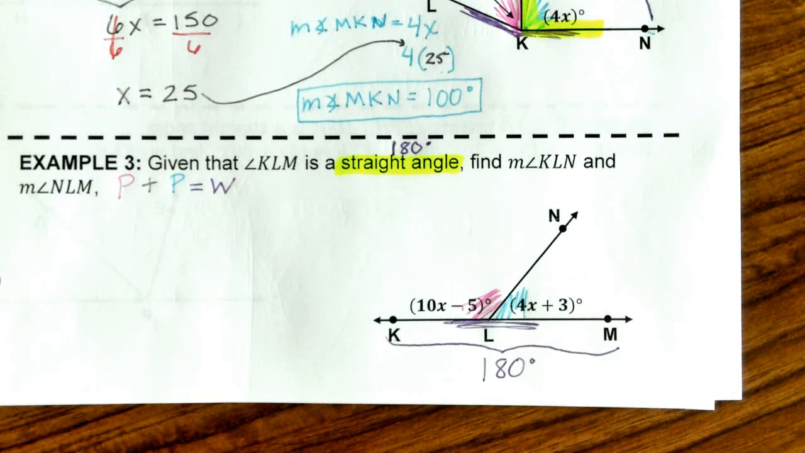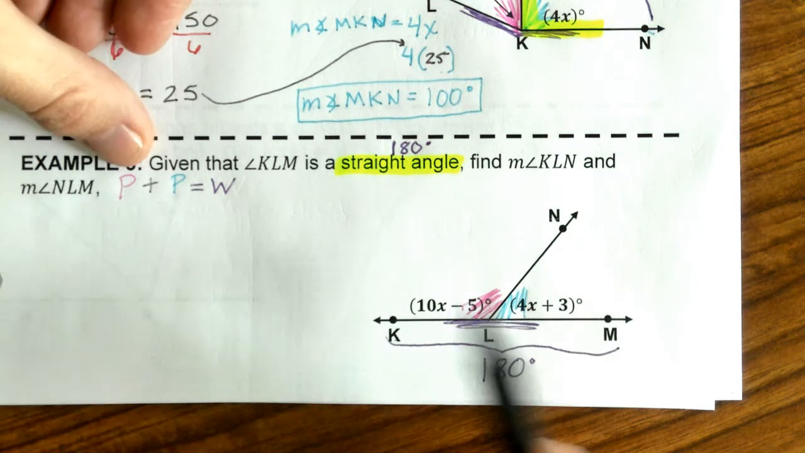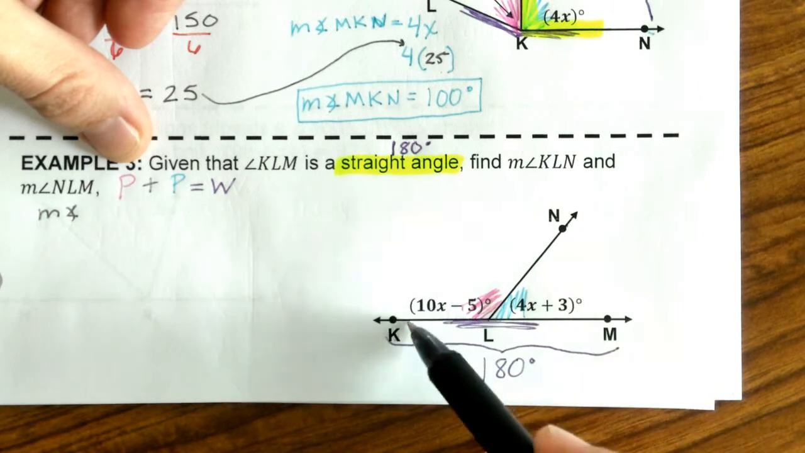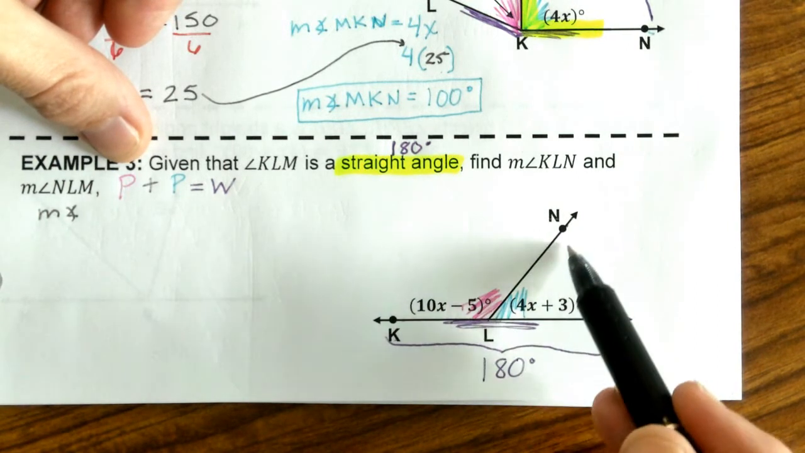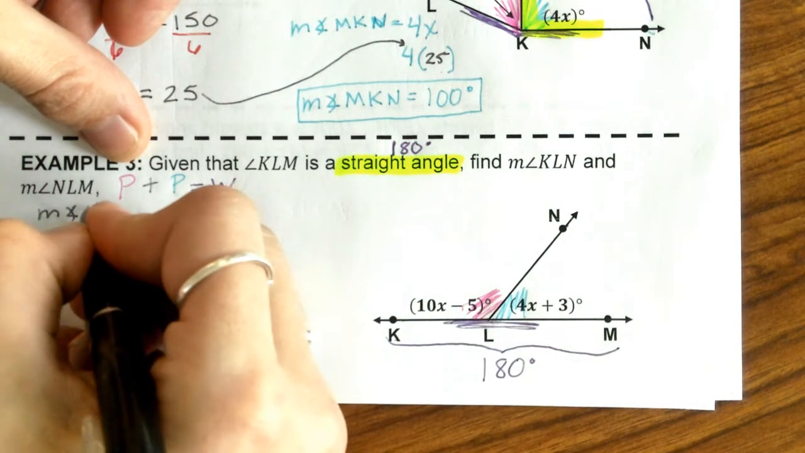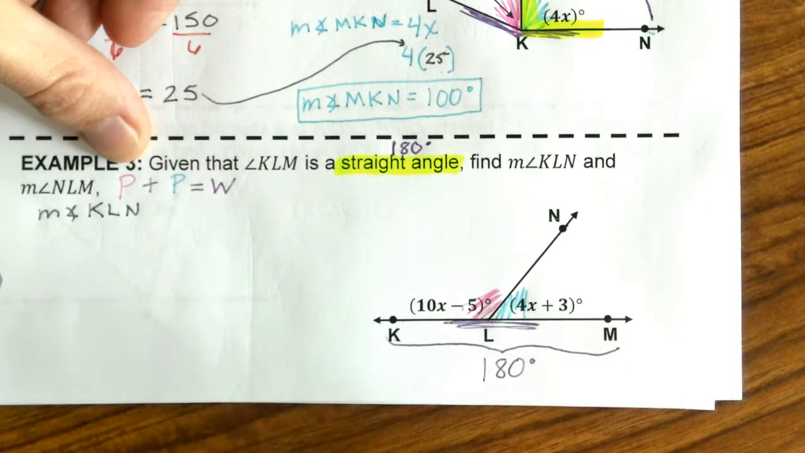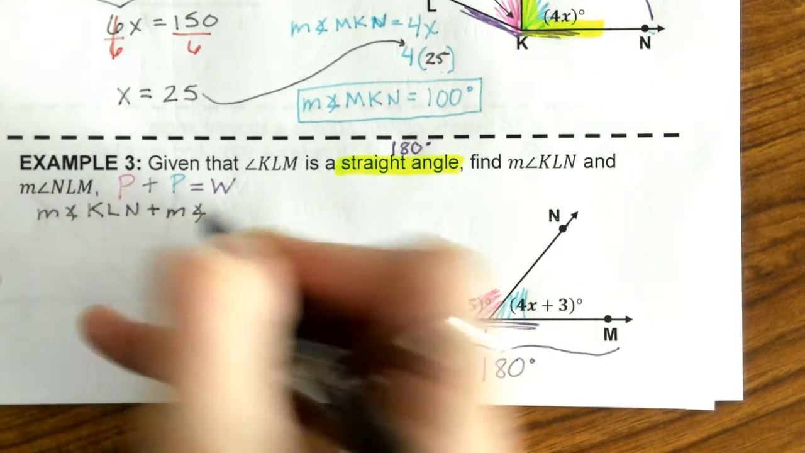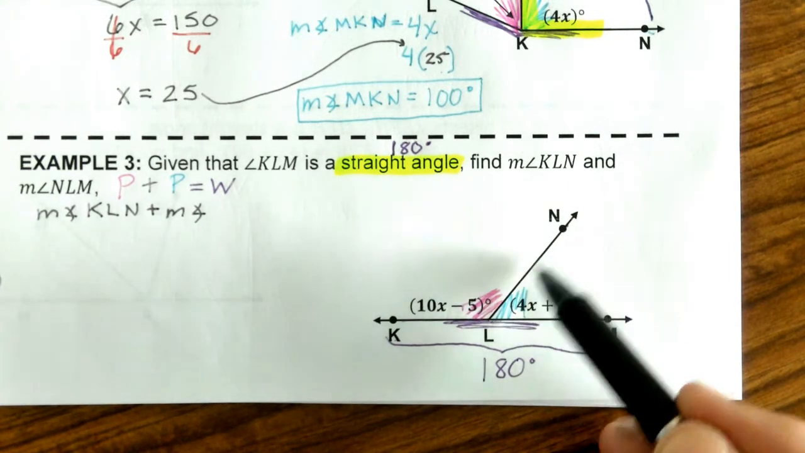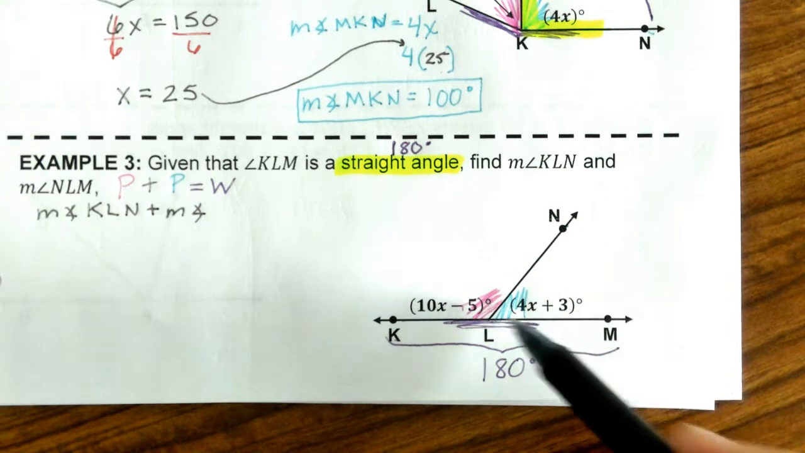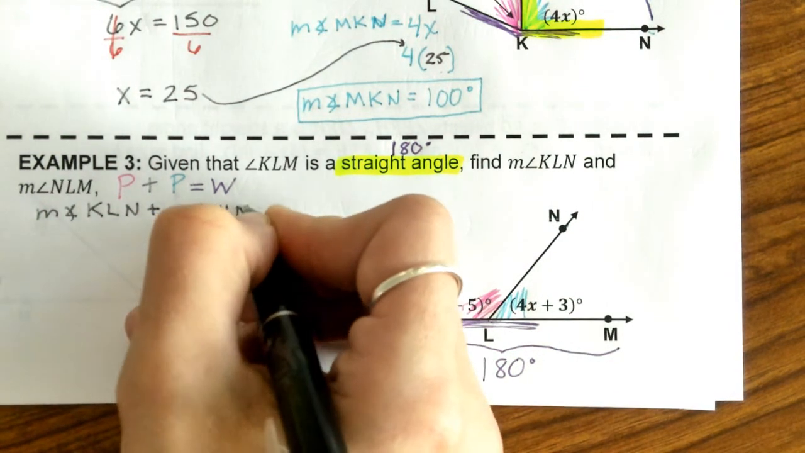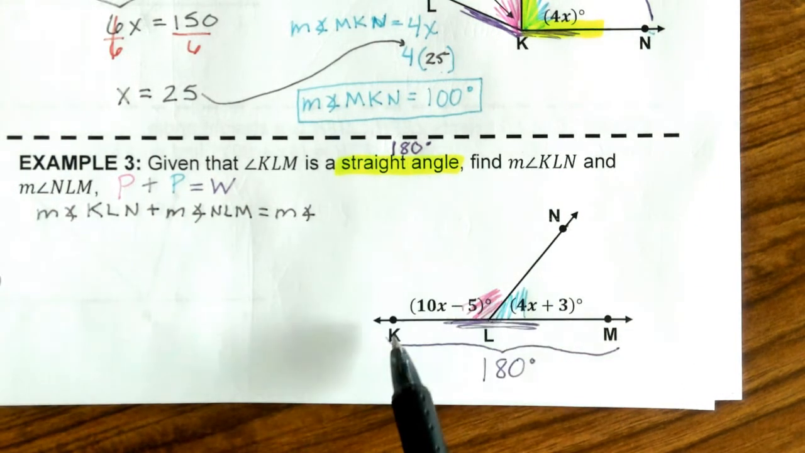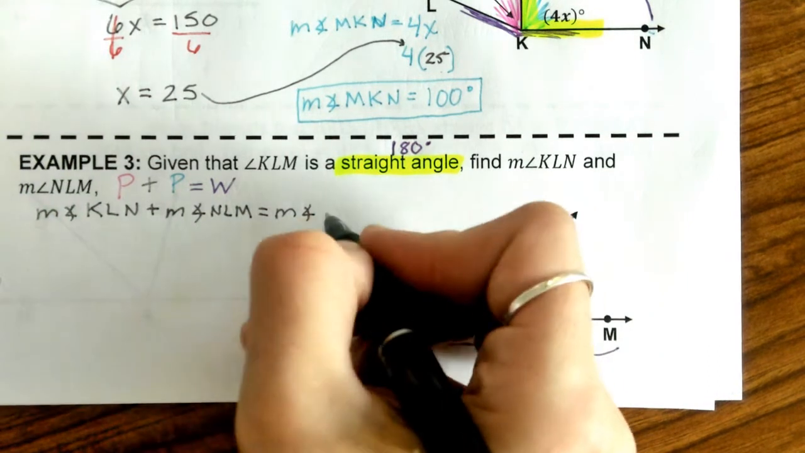We are going to write out our math statement though. Our first part right here, we have the measurement of angle what? What's our first angle here? KLN, so the measurement of angle KLN. We're going to add the measurement of angle NLM, all equal to the measurement of our whole angle, KLM.